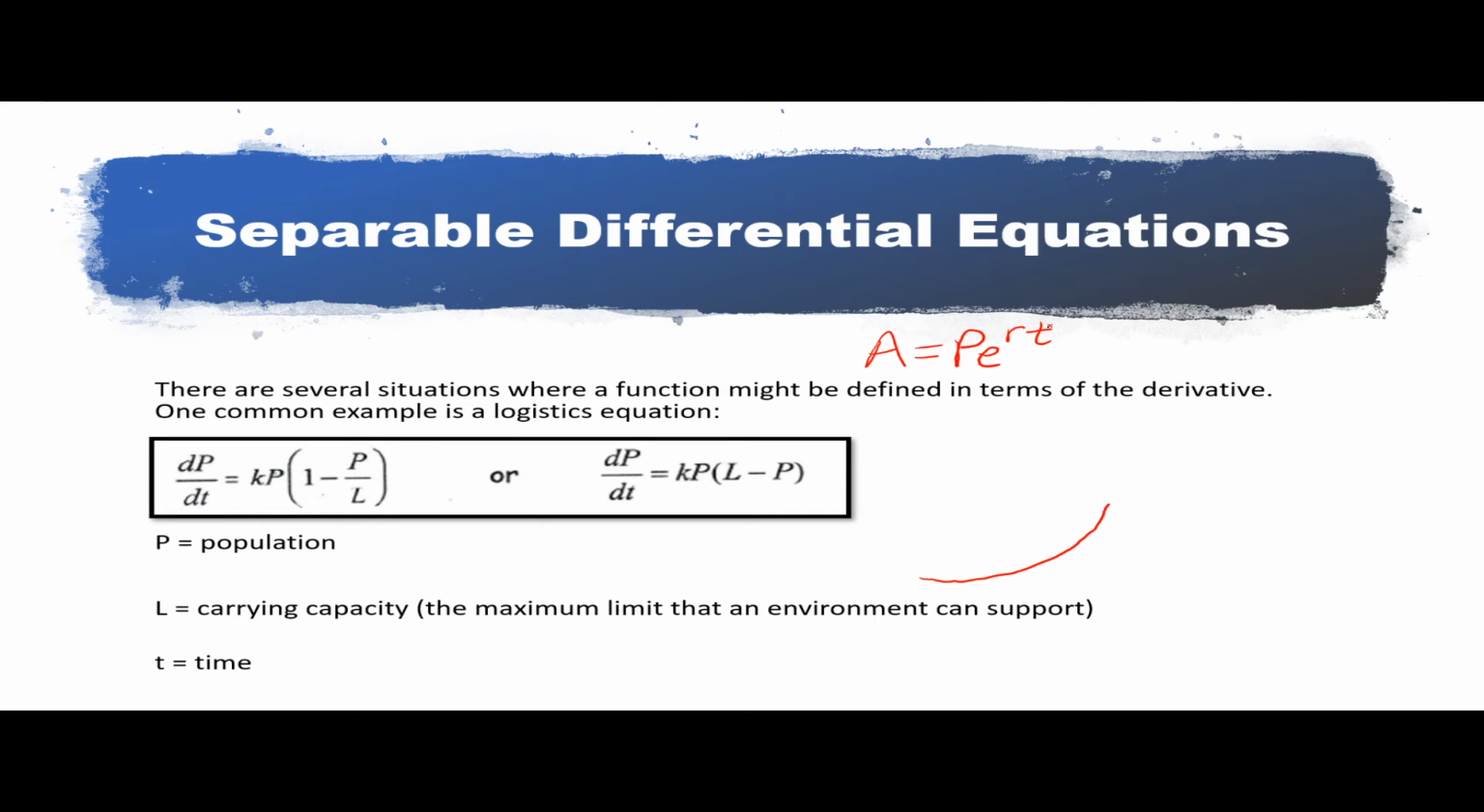A equals P e^(rt), where P is the population of E. coli cells that you start with, r is your rate that you're increasing. In this case, we're increasing by 100% every time that you split, and t is how many times you've split. And that would tell you what your population is at the moment.